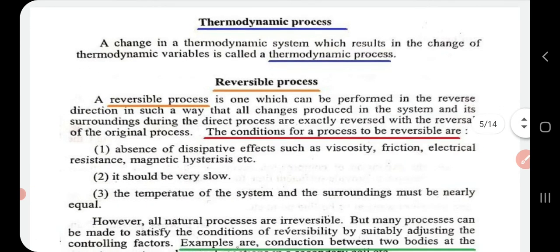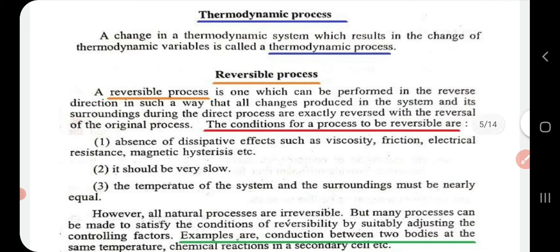Another important section is about thermodynamic process. A change in a thermodynamic system which results in the change of a thermodynamic variable is called thermodynamic process. So first of all, you have to define what is meant by a thermodynamic process. Then you have to explain various processes like reversible, irreversible, isothermal, adiabatic, isobaric, isochoric, etc.